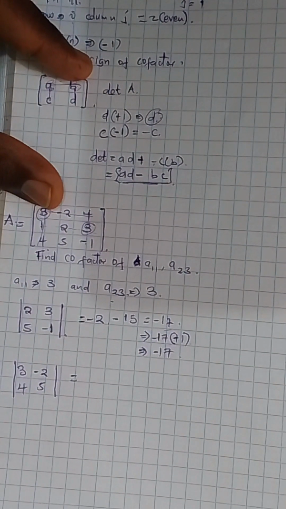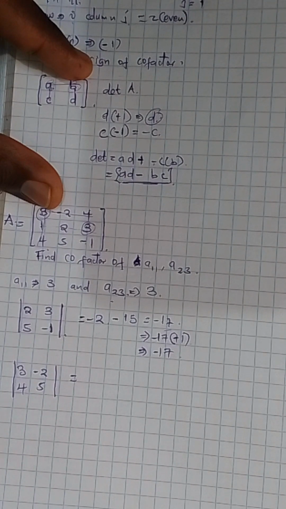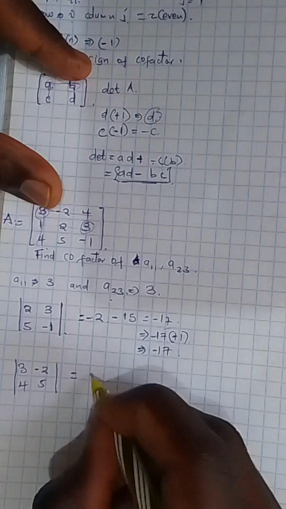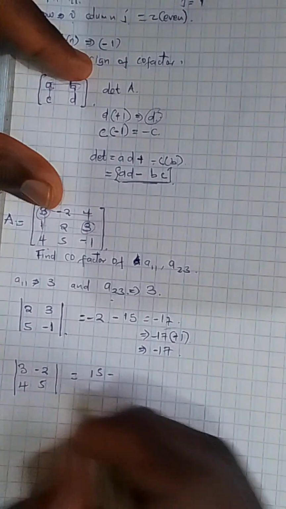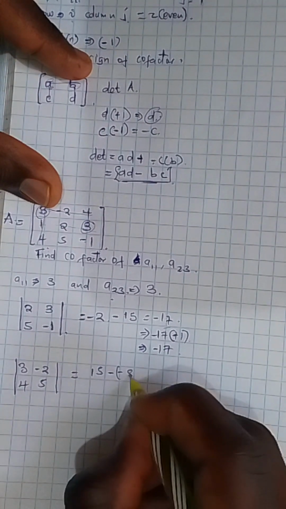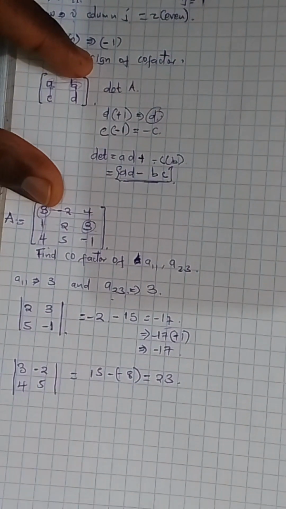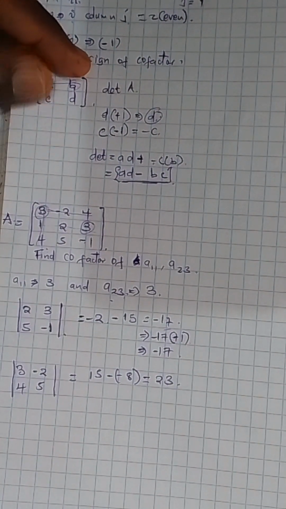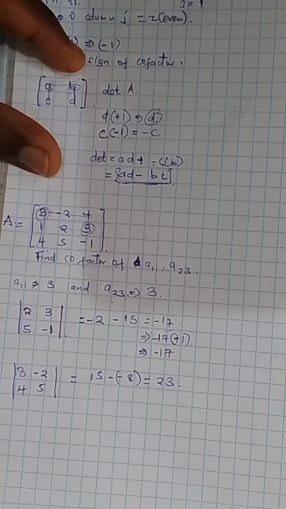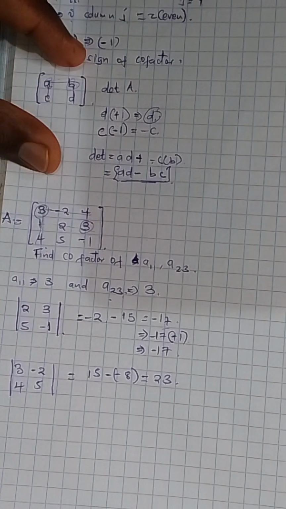Doing that, we'll have 15 minus negative 8, we have 23. But this is not the cofactor yet. Why? Because we have not designated the proper sign.